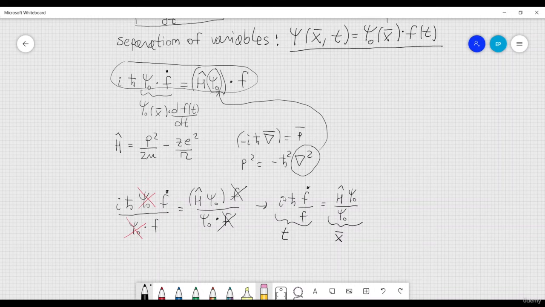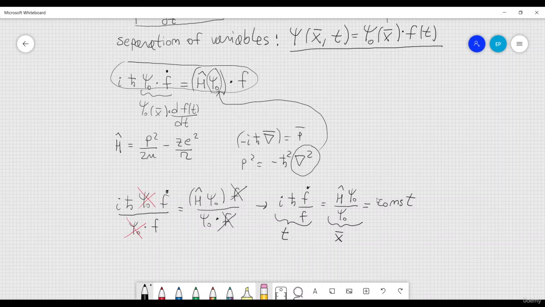This means that I can change t, but if I change t, only the left hand side could change, whereas the right hand side should not change. But since these two should be equal, this means that of course this is equal to a constant, right?